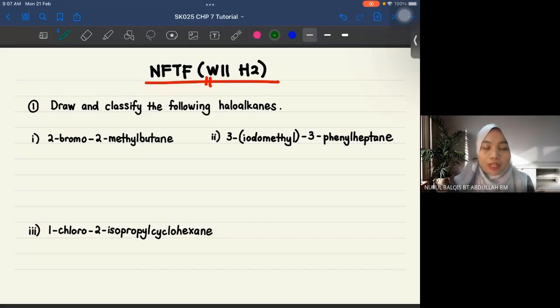The learning outcome for this non-face-to-face questions is to draw structures and classify primary, secondary and tertiary alkyl halide. So each and every time kita jumpa haloalkane dalam tutorial ini, kita akan try to classify juga, walaupun diminta nama tapi nak minta classify etc. And then we need to name them according to IUPAC nomenclature, simply the prefix, parent dan juga suffix.